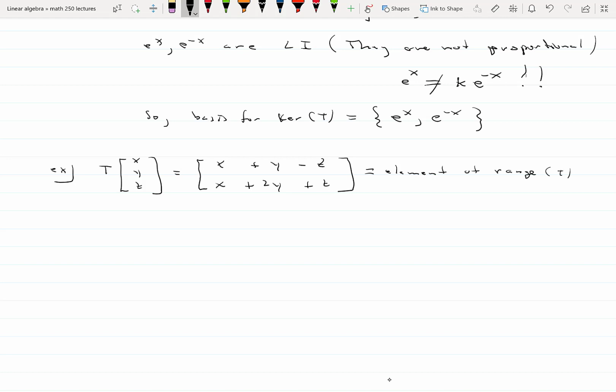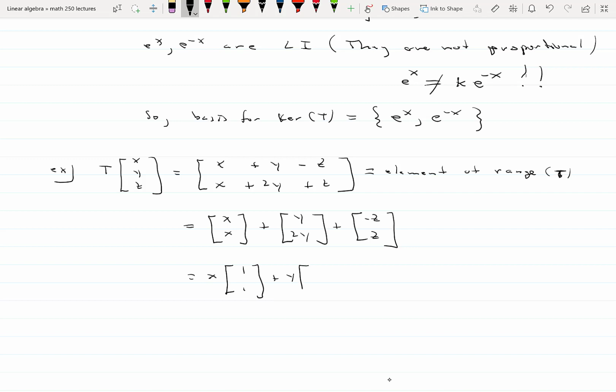Of t, if you will. Okay, capital T here. Now let's tear this vector apart. I factored it once one way. I want to factor it another way. I could write this as x times (1, 1) plus y times (1, 2) plus z times (-1, 1). And from each of those vectors, I could factor out the x, the y, and the z.